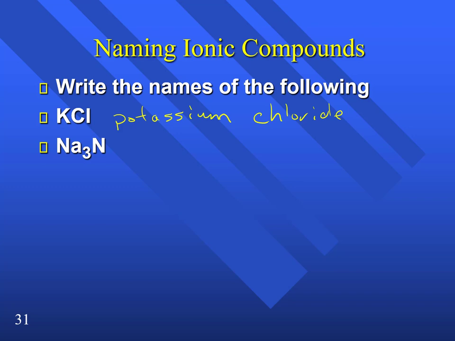Okay, Na is a metal. It's in group 1A, so it doesn't need Roman numerals. So I can just write sodium. N is nitrogen. As a nonmetal, we change one syllable and then "ide," so that would be nitride. And we're done.